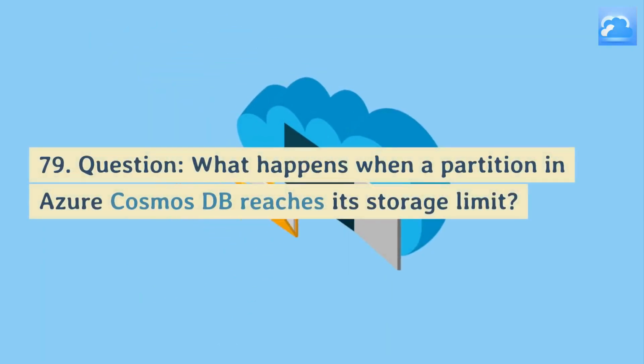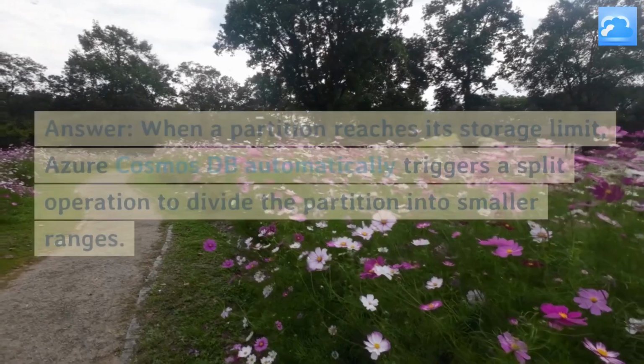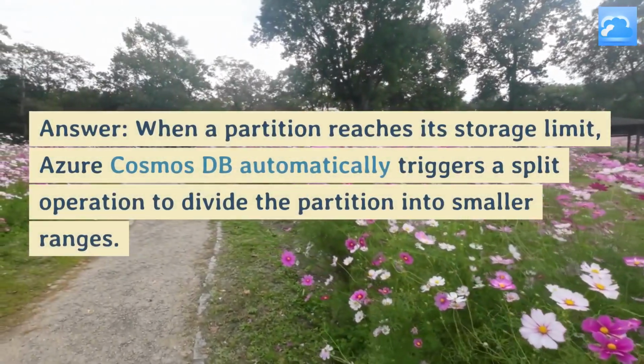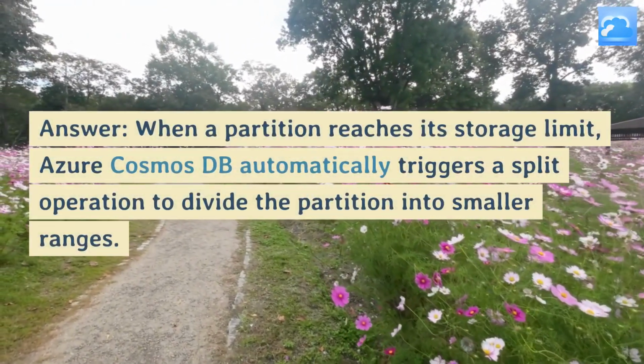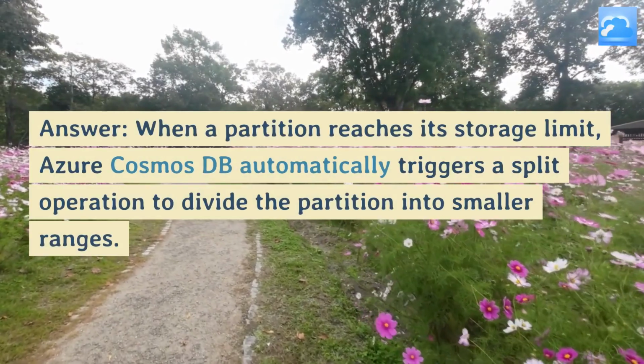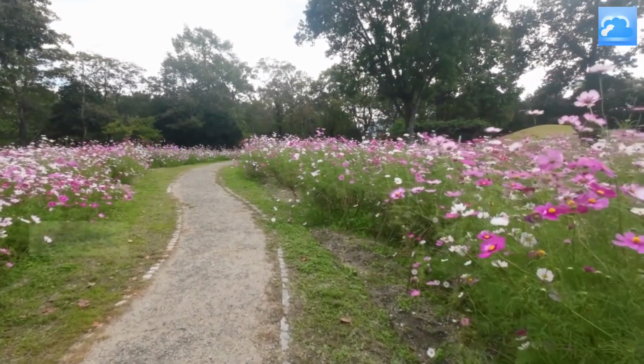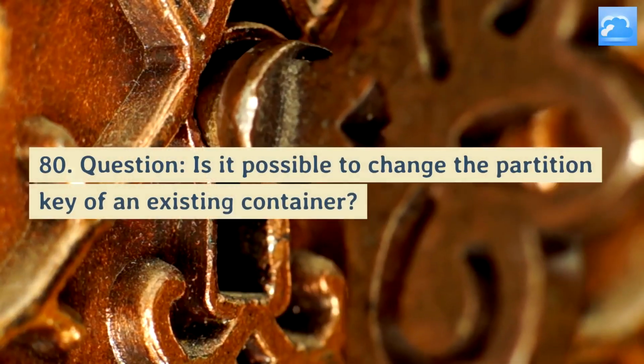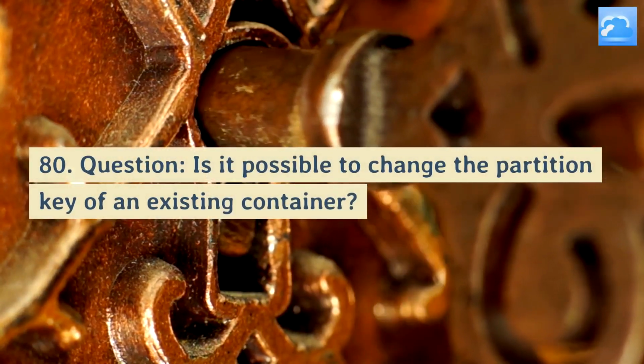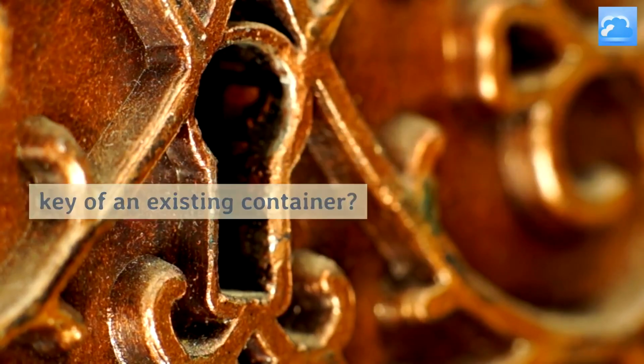79. Question: what happens when a partition in Azure Cosmos DB reaches its storage limit? Answer: when a partition reaches its storage limit, Azure Cosmos DB automatically triggers a split operation to divide the partition into smaller ranges.